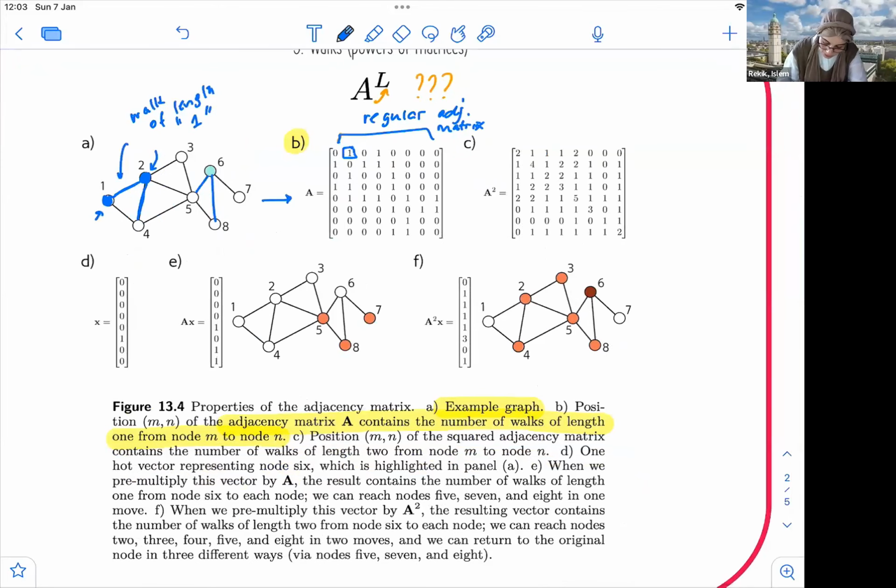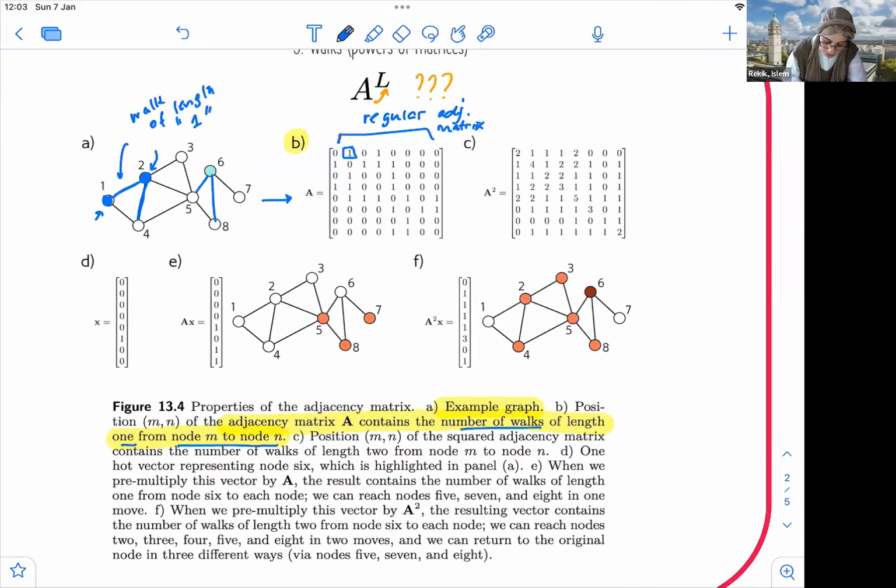Because it contains the number of walks, or edges, of length 1 between pairs of nodes. Now let's look at the third case, C. When we raise A to the power of 2, you just do A times A, so that's A squared, and you get this matrix.